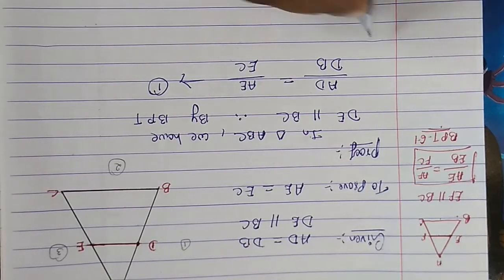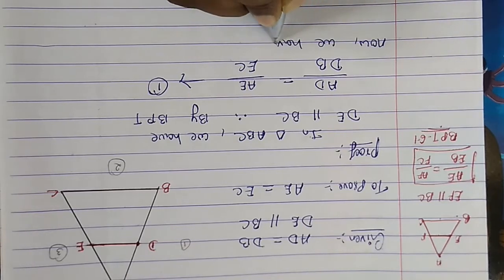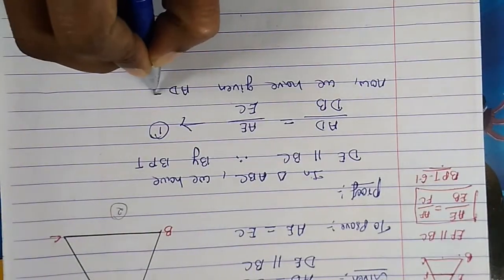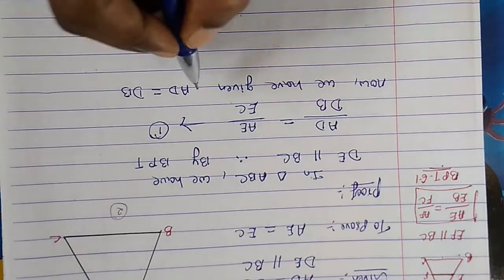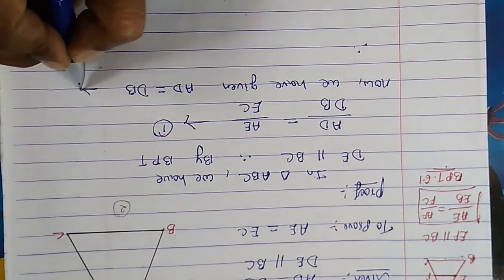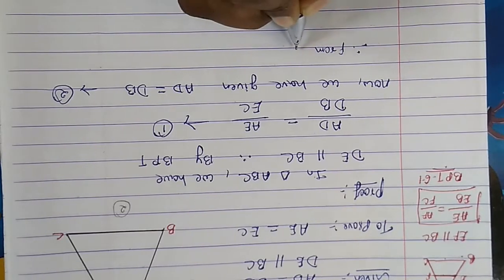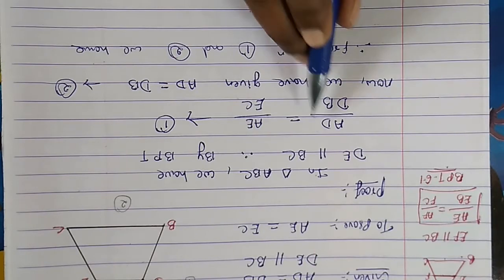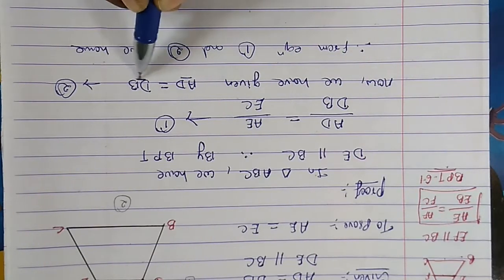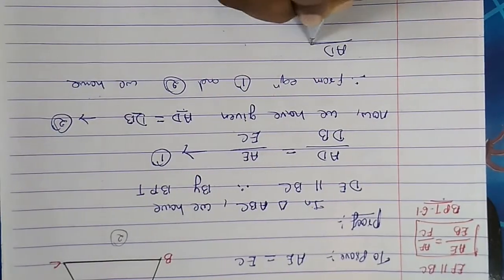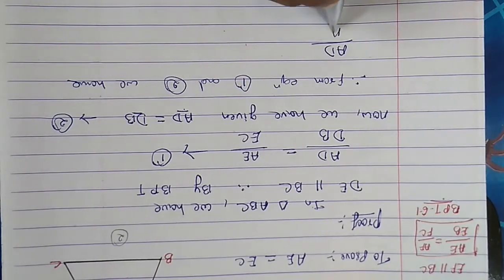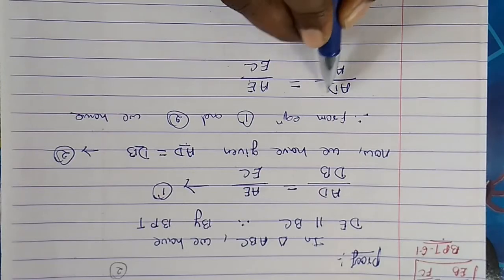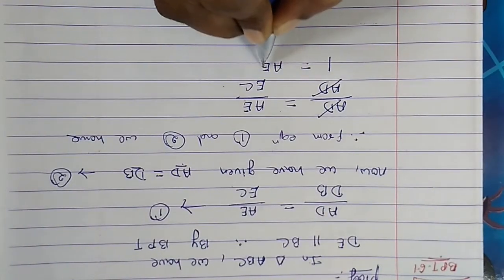Now we have one more given point: AD is equal to DB. Let's consider this equation 2. From equations 1 and 2 we can write AD instead of DB, because DB is equal to AD. So AD upon AD is equal to AE upon EC. Now AD cancels on both sides, so we get 1 equal to AE upon EC.